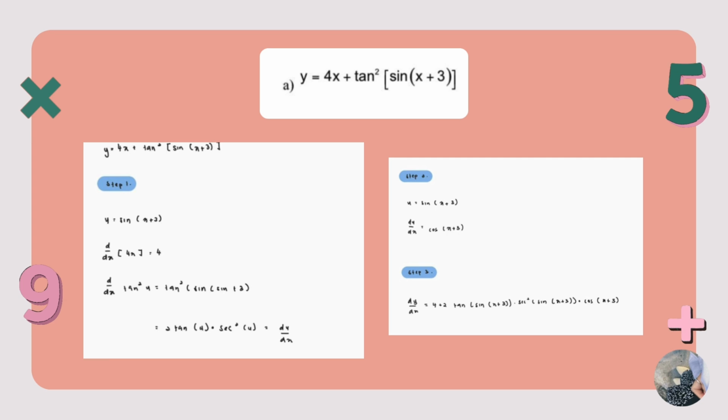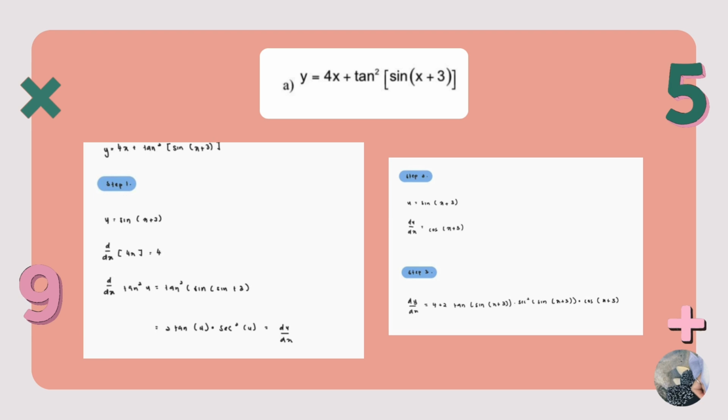Here, we let u equal to sin x plus 3. When we differentiate tan square u, we use the chain rule, d over dx tan square u equal to 2 tan u secant square u du over dx. For step 2, now we find du over dx. Since u equal to sin x plus 3, du over dx is cos x plus 3.